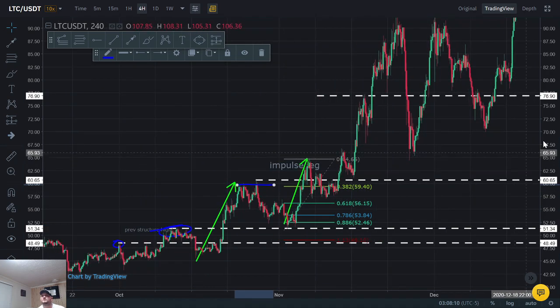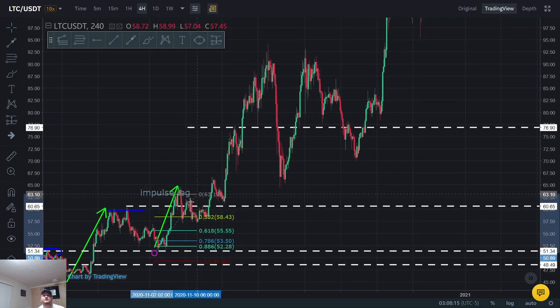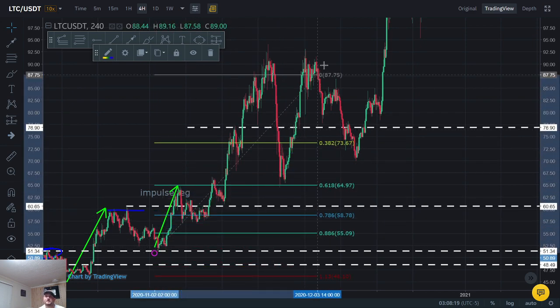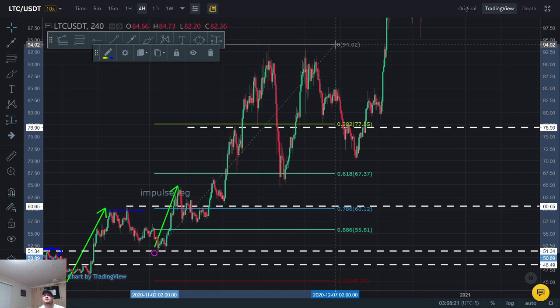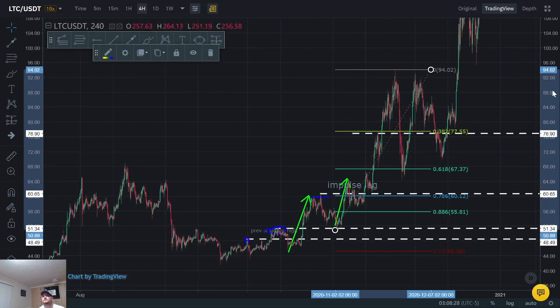Well, what you would do is you would just wait for your trade. So you would be pulling this from your lower high, and you would just wait, and price went all the way up here to $94, right?